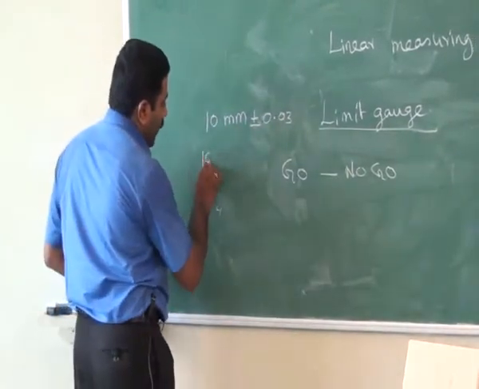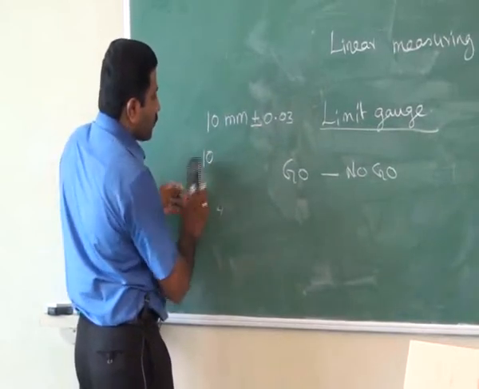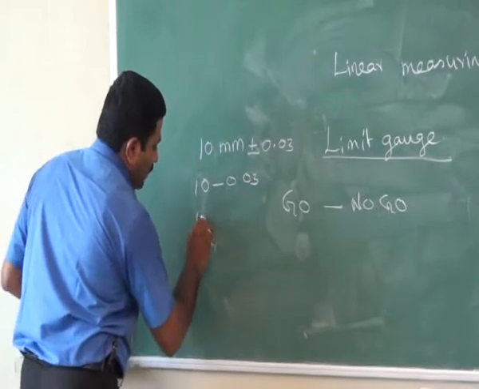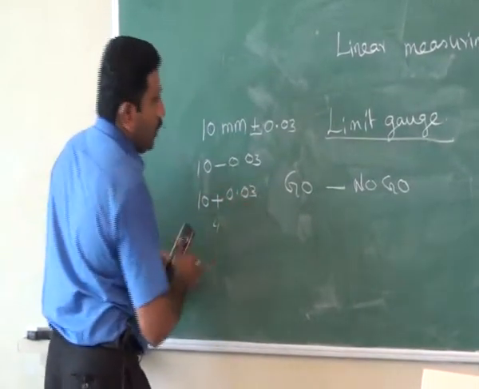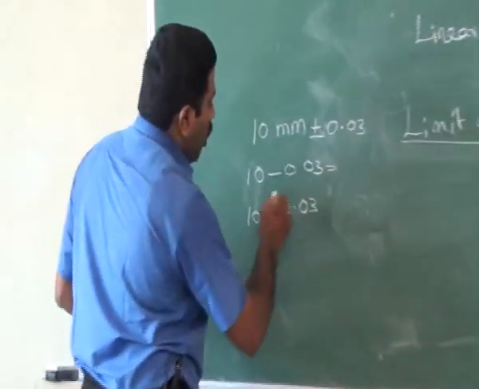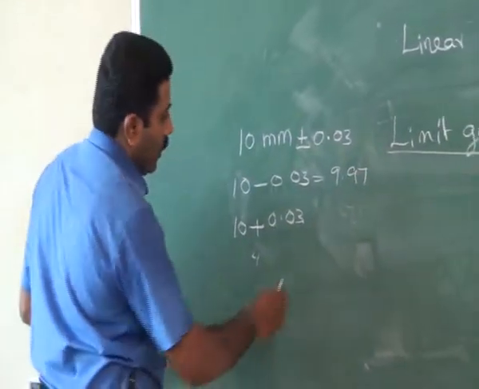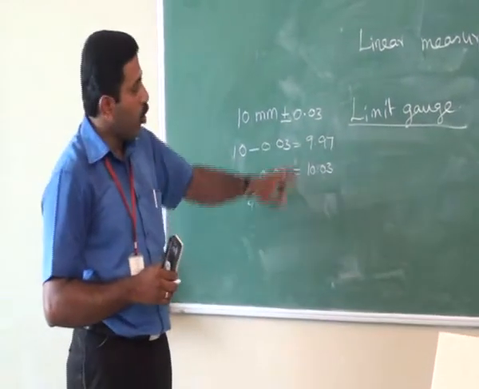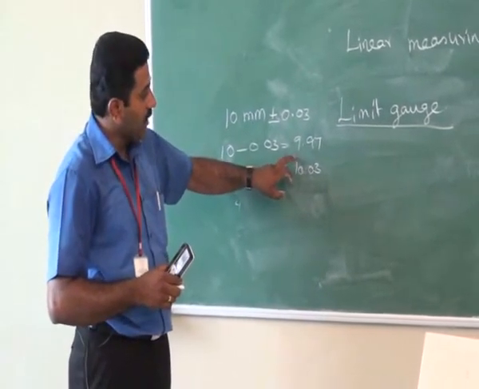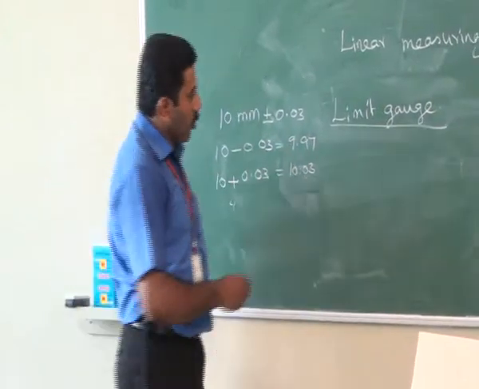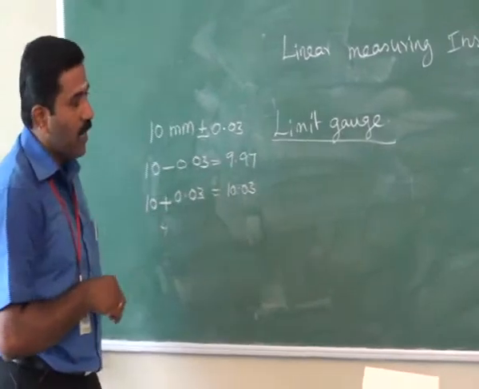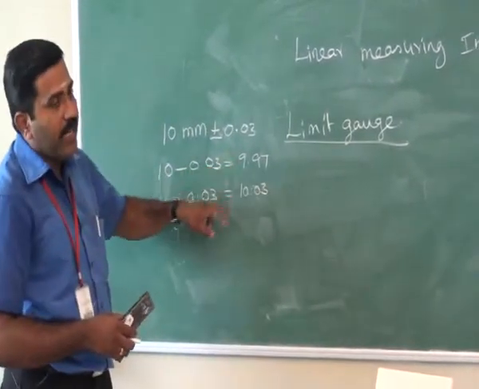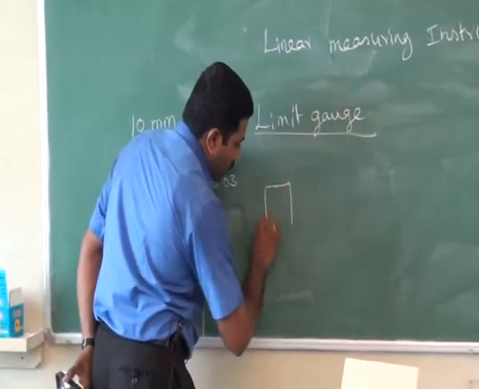The lower limit level is 10 minus 0.03, and the upper limit is 10 plus 0.03. That is the limit size. So the lower limit size is 9.97 mm and the upper limit size is 10.03 mm. These are all the variations, the lower limit side and the upper limit side. Now we have to design for the lower limit and upper limit levels. I already told you go and no go. The go side and the no go side are designed based on the lower limit and the upper limit. For example, this one is one side.